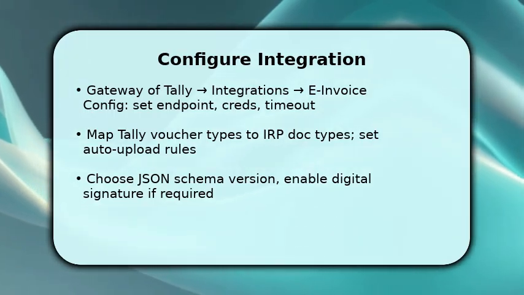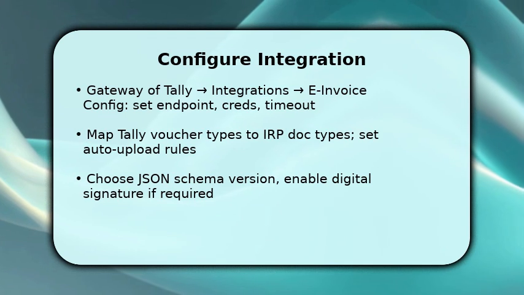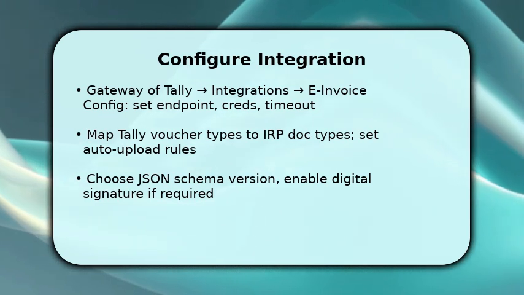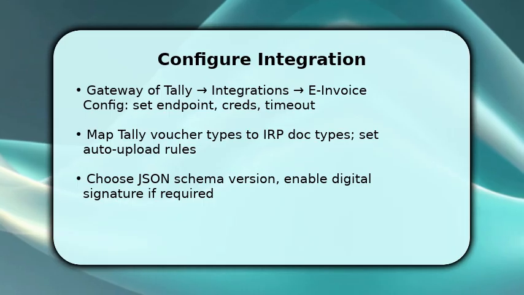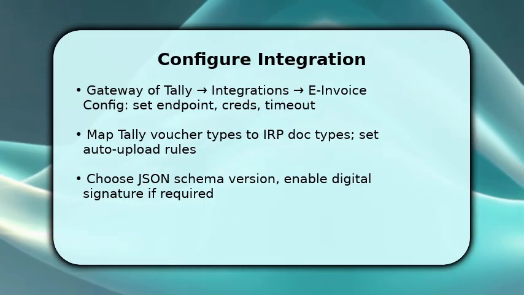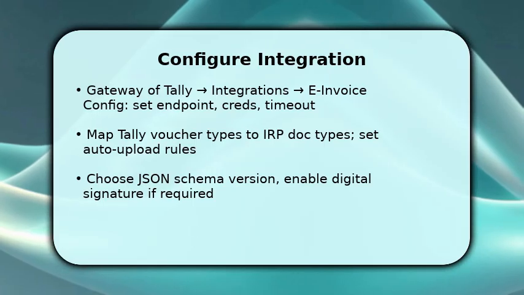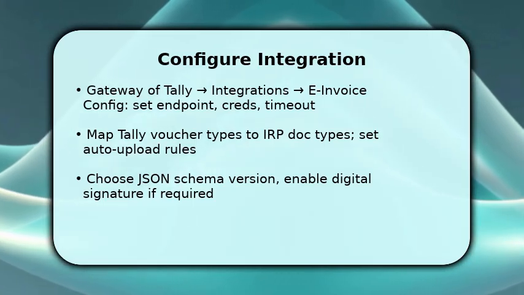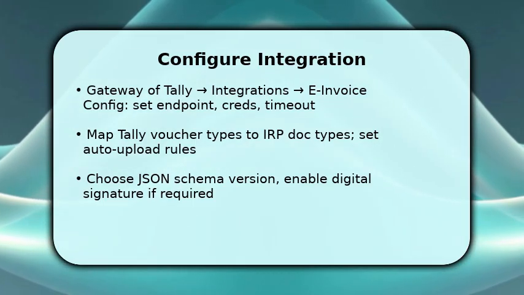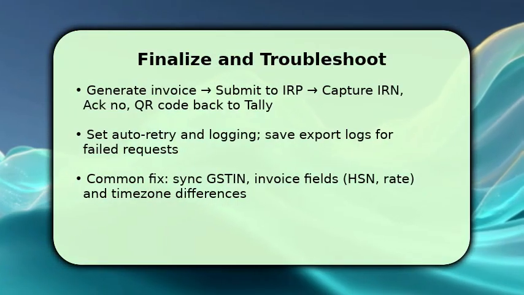Also select the JSON schema version that the portal expects and enable the digital signature module if your workflow requires signed payloads. After mapping, run a test upload on a sample invoice to validate fields. You finalize by creating a normal sales invoice and using Send to IRP.